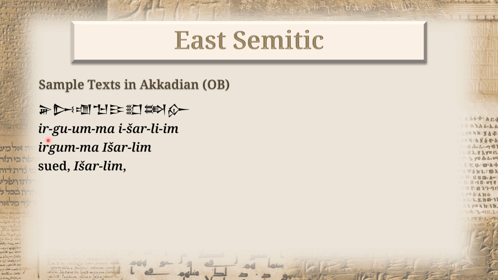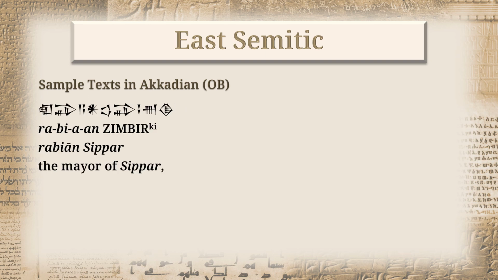So Irgumma, he sued, and then something else starts. Isharlim, which is a proper name. So let's find out who Isharlim is. So who is he? Rabbiyan Tzipar, the mayor of the city of Sippar. And this city is written in Sumerian with a sequence of signs that is simply read as Tsimpir. Okay, Tsimpir, it is treated as one sign.